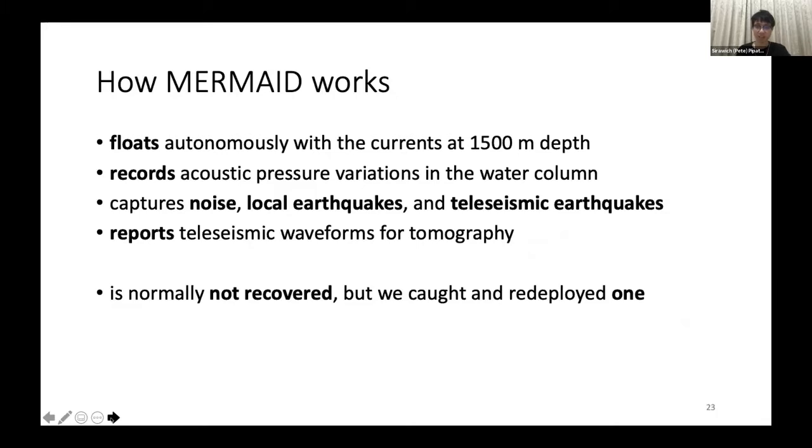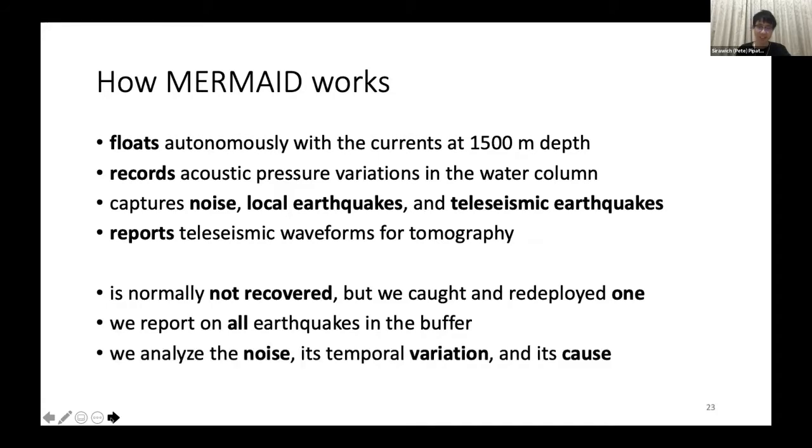Could you click more, please? There's 2 more bullet points, thanks. And we report all earthquakes in the buffer, and then analyze the noise, its temporal variation, and its cause. Okay, next slide, please.